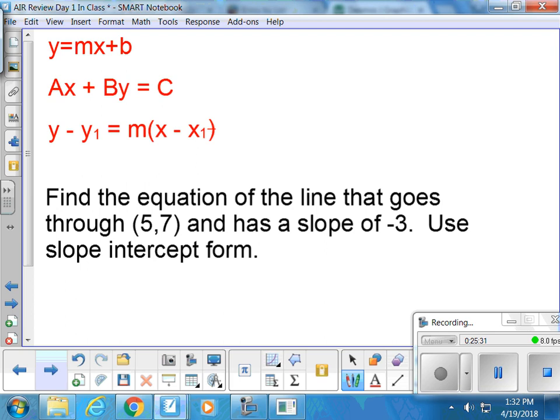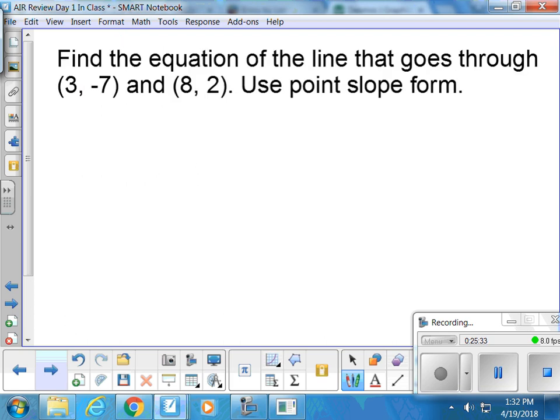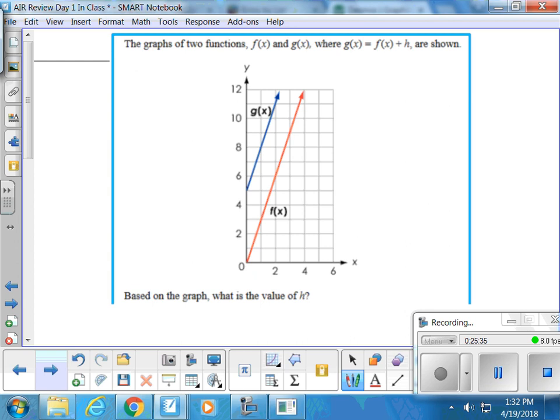We are just going to bypass the slope-intercept form stuff because we did it recently, and we'll just do some practice problems. We have two graphs here, f and g. Did you find this one from the next page? Where g of x equals f of x plus h. They want to know what the value of h is.